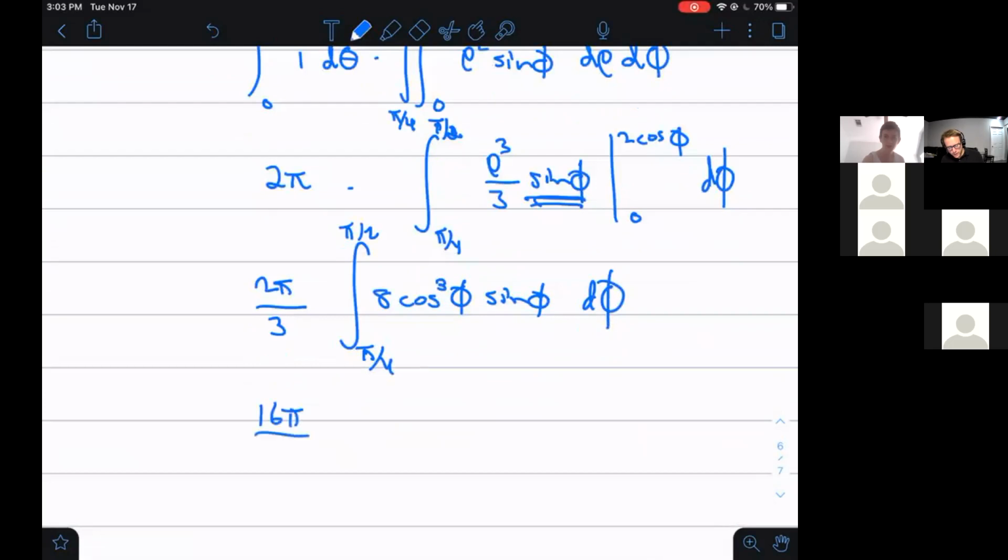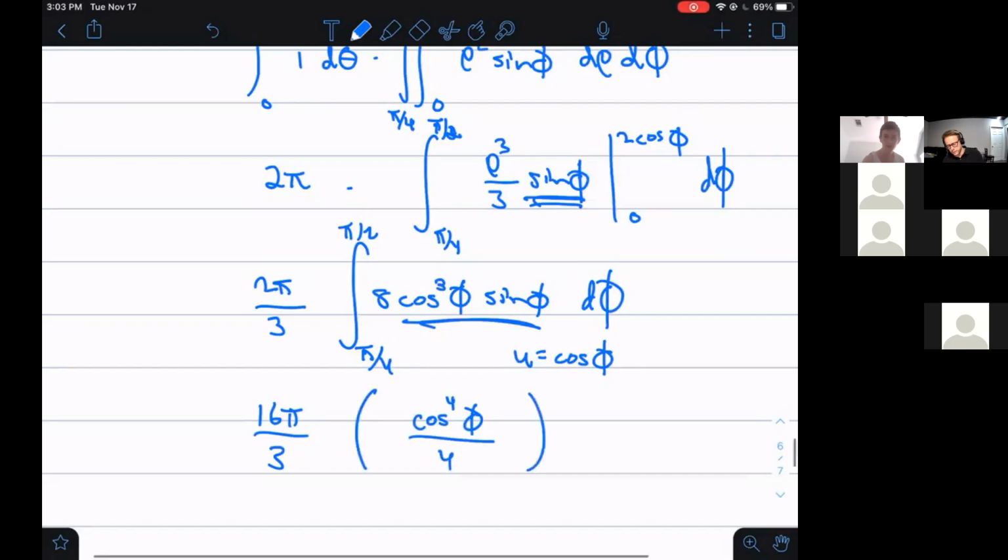We're going to have 16 pi over 3. And when you integrate, this is just a relatively simple u substitution. U is equal to cosine of phi, and du will be equal to negative sine phi. And so this is going to be cosine to the 4th over 4. And can someone tell me I'm off by a little bit? Can anyone tell me what I'm off by? If you take the derivative, you don't exactly get back to where you started here. What am I off by?